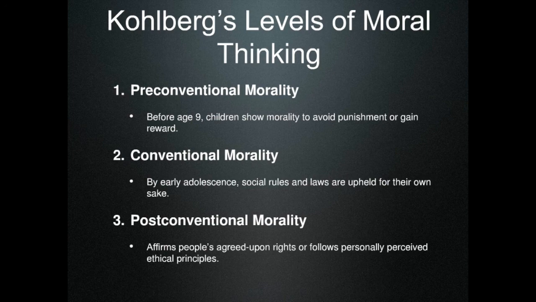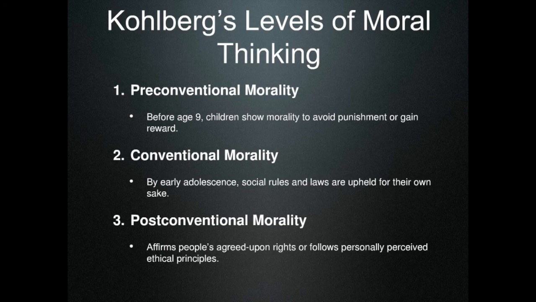The pre-conventional morality happens before age 9. Children show morality to avoid punishment. Then there's the conventional morality, where social rules and laws are upheld for their own sake, just because a rule is a rule, and that's what we need to do. We need to follow the rule.